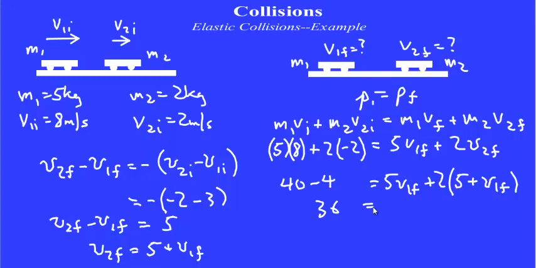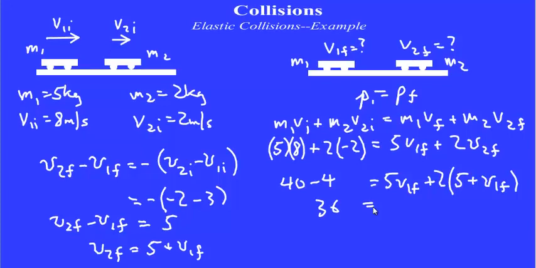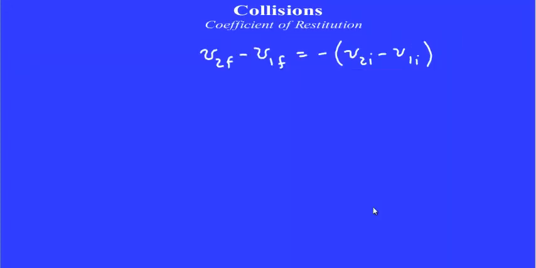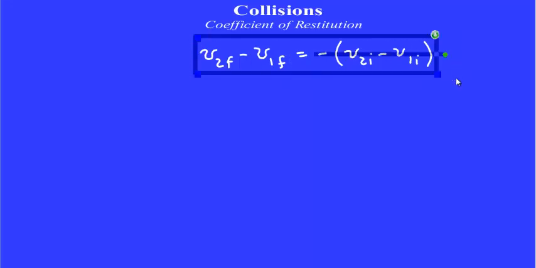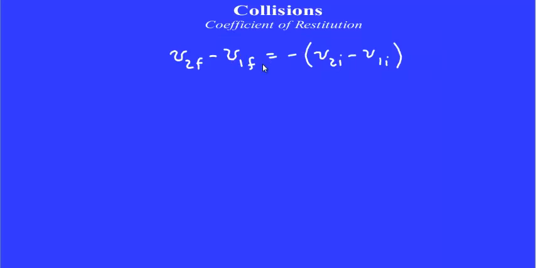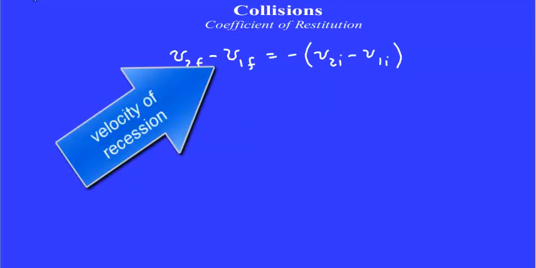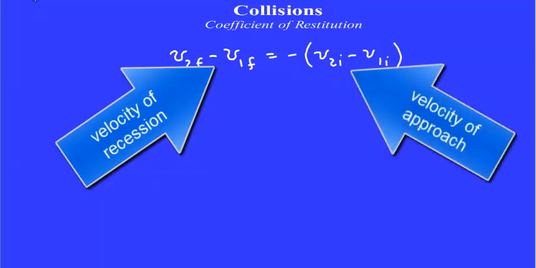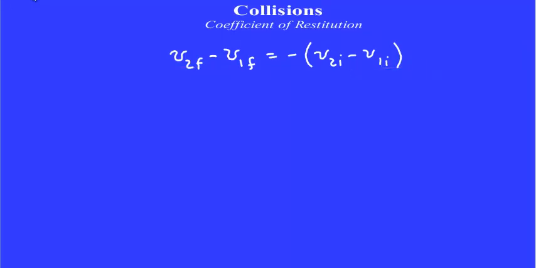We want to look at one last concept, and it's called the coefficient of restitution. It's actually a slightly neater and niftier way to help us classify collisions. So let's take a look again at our kinetic energy conservation equation, right here. And we're going to use these terms. Remember, the left side is called the velocity of recession. The right side is called the velocity of approach. We're going to make a ratio out of these two. We're going to compare these two.